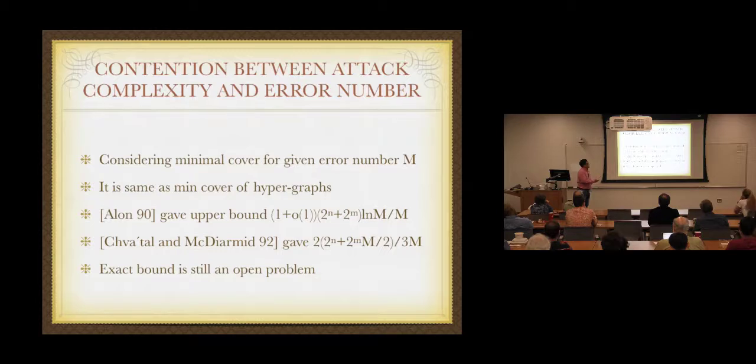I think probably the bound you get is 2 to the power of n plus 2 to the power of m times log m, where m is the error number divided by m. Right? So I think later, Chivato and a co-author have another, similar bound. But the exact bound is still an open problem. If somebody is interested, they could look into it. But for us, this is not very useful because I already told you, the minimal only gives us a lower bound, right? So the SAT solver may not find the minimal cover, right?